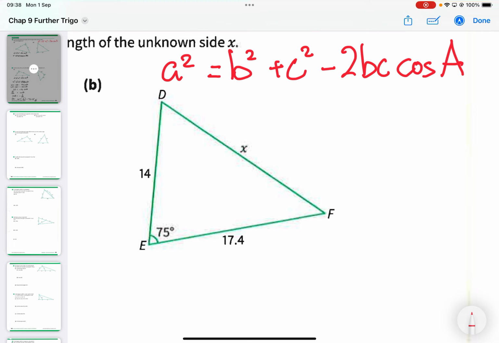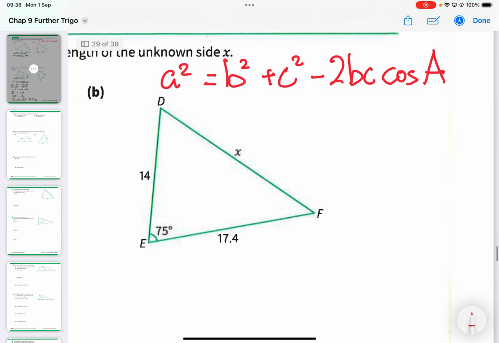So you cannot use sine rule, you can only use cosine rule. Then when you are using cosine rule, only one angle, so this angle must be your big A. And then the opposite side, this x must be your small a. The relationship between your big A and your small a is they are opposite each other. So your x must be the A. Then the other two sides, they are the B and the C. Which one is B, which one is C, never mind.